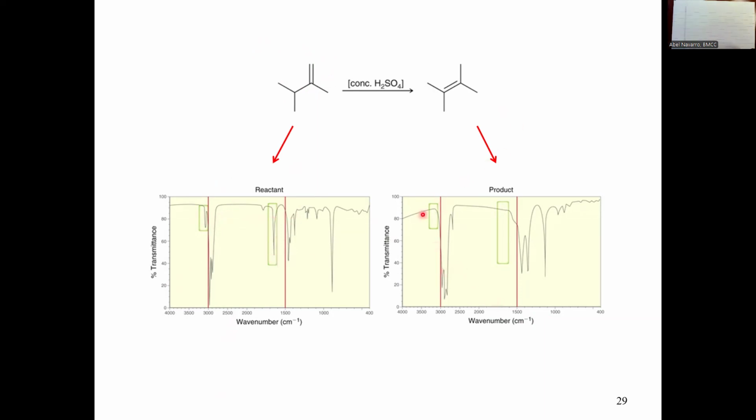Now, what happened with the product? You don't see any of those. What happened? Well, you lost the C-H sp2, absent. But now, what happened with the C=C? Why don't I see it? Because the molecule is symmetrical. Remember the symmetry? Symmetry cancels out many of the IR peaks. So that's what happened with that peak for the C=C, which is supposed to be seen around 1600.